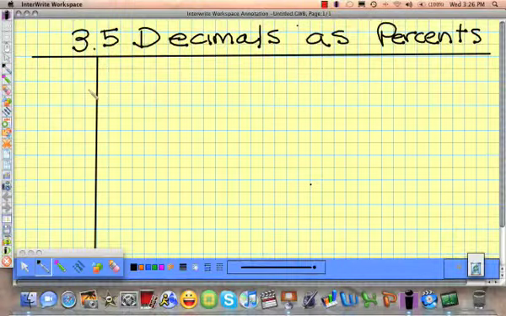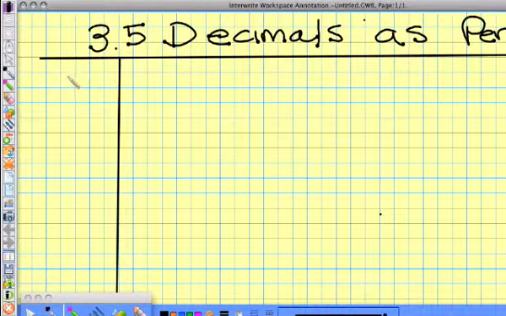Alrighty, welcome to today's lesson 3.5, decimals as percents. Last lesson you watched was converting those percents into decimals. Today we're going to learn how to convert those decimals into percents. Just like last lesson was pretty simple, today's lesson will be the same. Very, very easy to do. Once we get an understanding of it, then we should be able to do these problems quite easily.